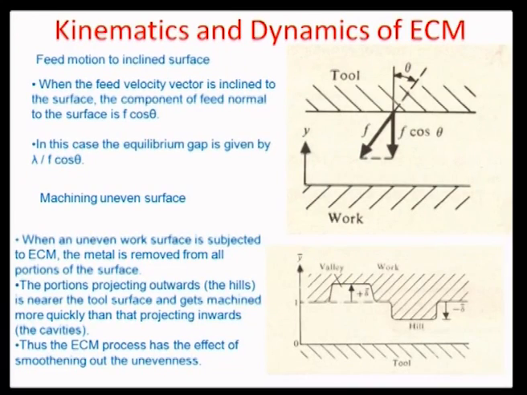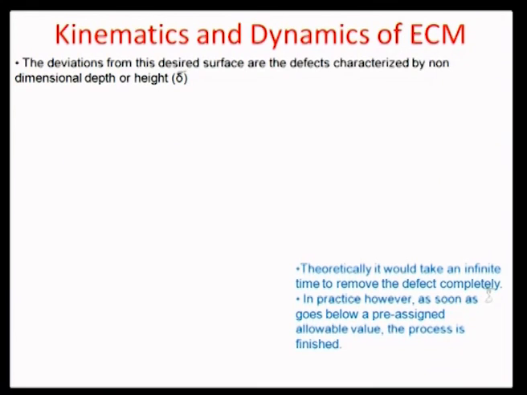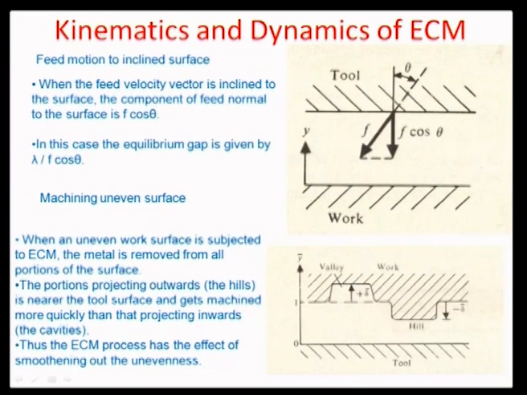So, let us assume that the deviations from a desired surface, as written here, are the defects characterized by non-dimensional depths or heights delta dash. Okay. Now, let us look at it in a little more detail, as illustrated in the previous slide, where we are working with an uneven work surface, subjecting it to ECM. The work surface is shown here. There are certain valleys and certain hills in the work surface, and these hills and valleys are all separated by delta dash, whether in the positive or the negative direction.